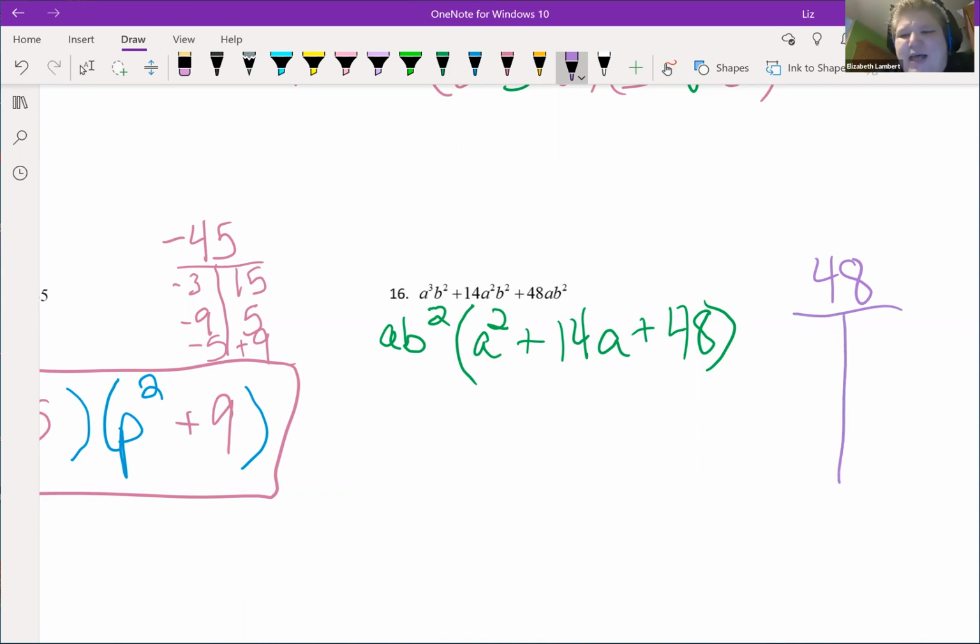So 48 has a lot of pairs, 1 and 48, 2 and 24. It is divisible by 3, 16 times. Is divisible by 4. That is 4 dozen. Not 5, but if there's 12, then it's definitely 6. That'd be 6 and 8.